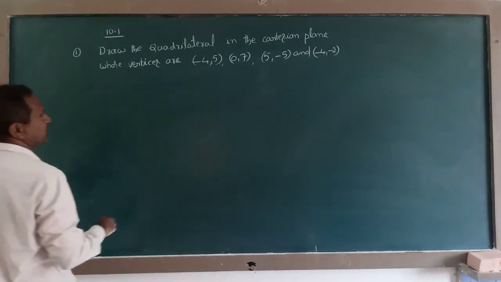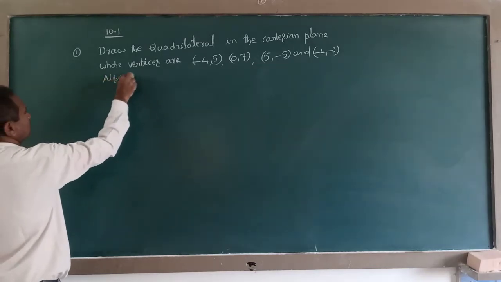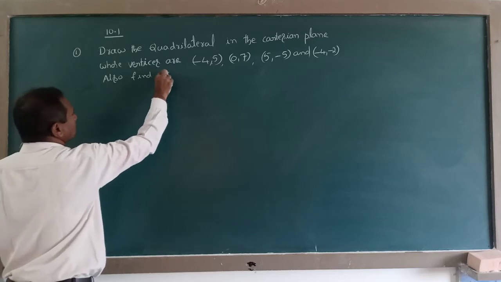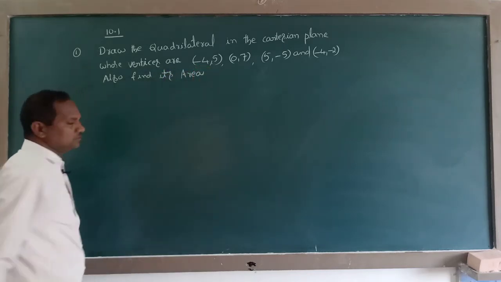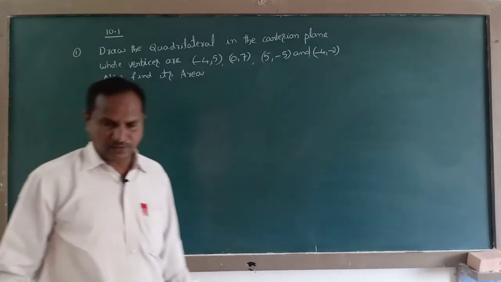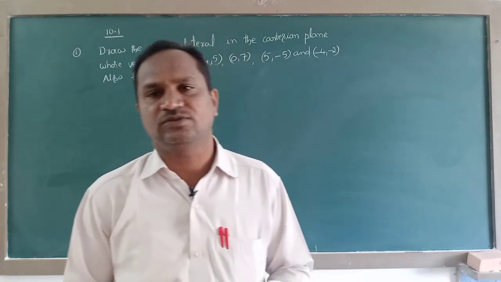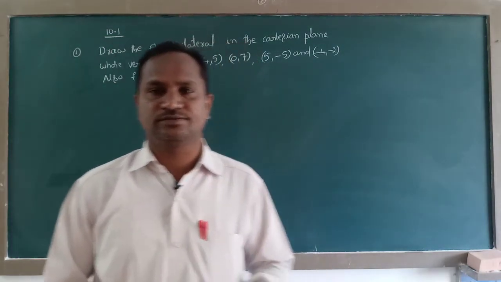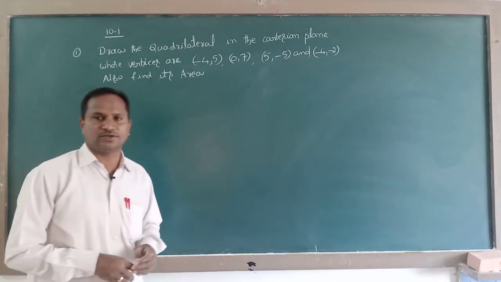Also find its area. They are asking two questions here. One is, we must draw the quadrilateral in a Cartesian plane. At the same time, with the help of that, we are going to find its area also here. Say, we are going to give the solution for the first question.